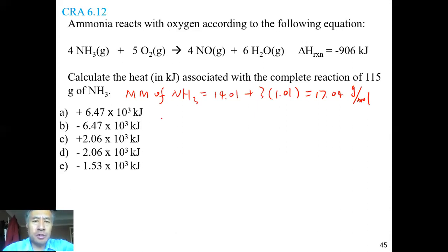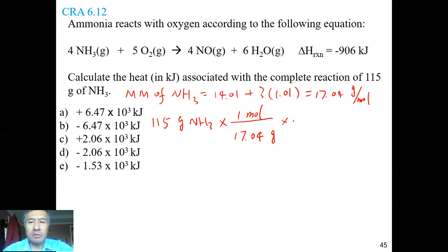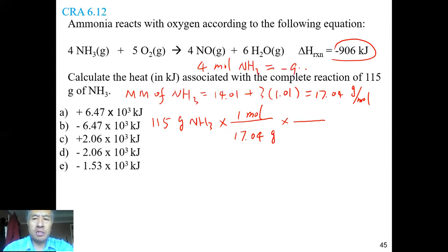So next we will use this molar mass and start with 115 grams NH3 multiplied by a conversion fraction that comes from this molar mass. So we need to divide the grams out, and we will write the conversion fraction like that. So the grams will cancel, and then next we're going to use the conversion fraction from this delta H. We can write an equivalency from this equation as written: 4 moles of NH3 equals negative 906 kilojoules.